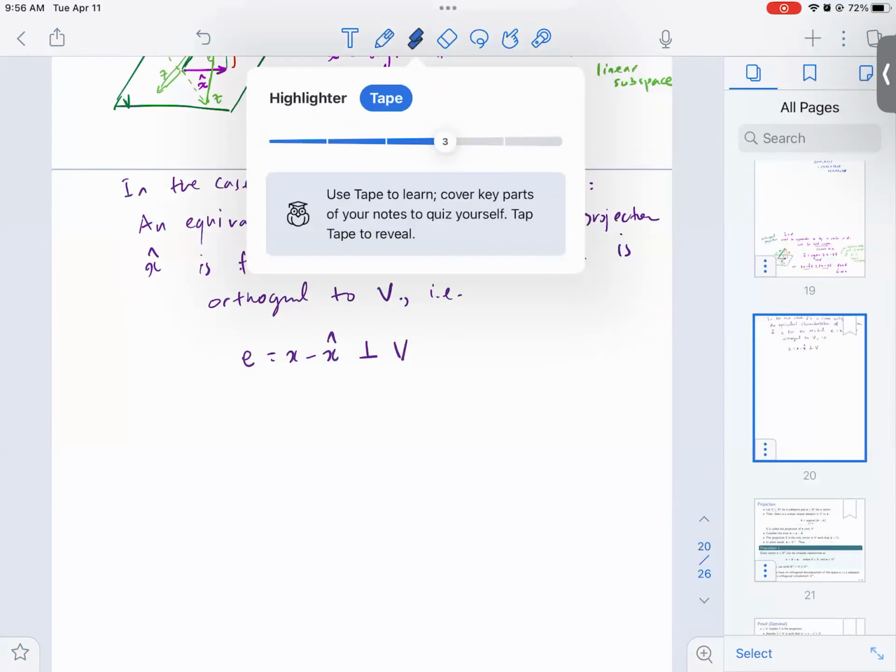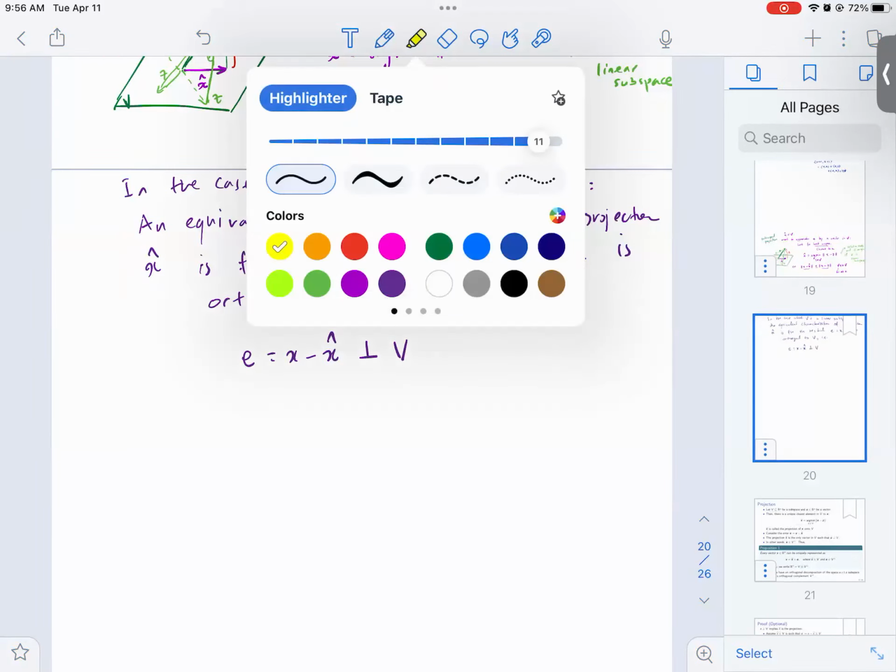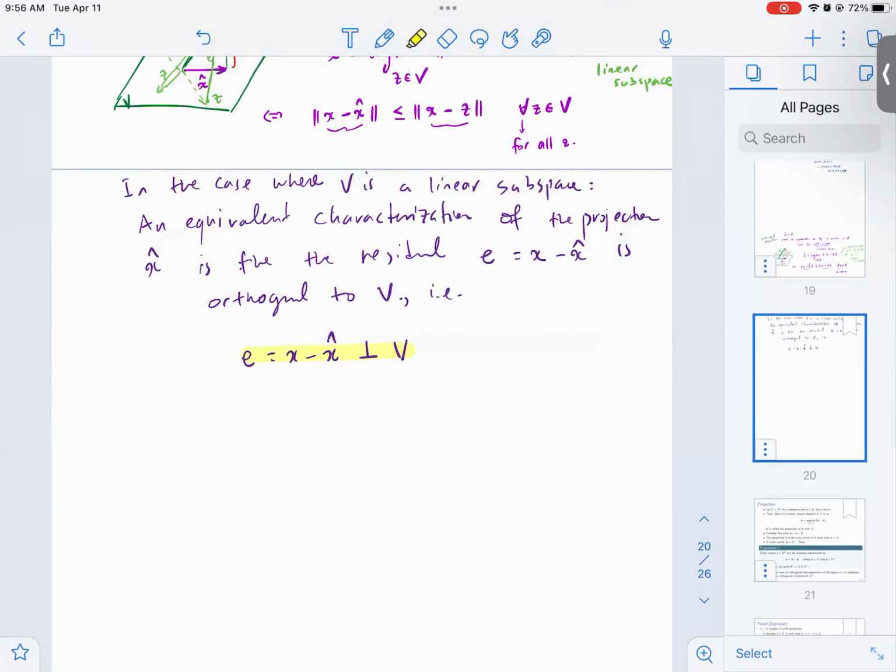So this is a characterization. What I mean by characterization is, if you find an X hat such that the difference is orthogonal to V, that has to be the projection. The projection is the only vector that satisfies this, sometimes called the orthogonality principle.